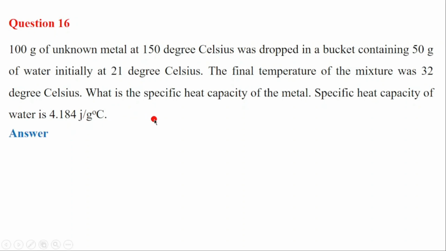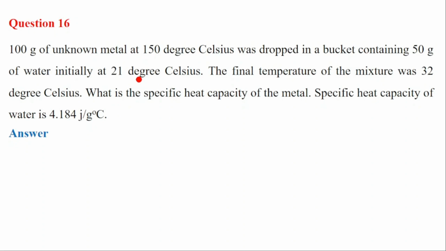Let's move to the answer. We have a metal with a high temperature and water with a low temperature of 21 degrees Celsius. That means there will be a flow of heat from the 150 degrees Celsius unknown metal to the water at 21 degrees Celsius. The metal will lose heat while the water will gain heat. The heat lost by the metal will be gained by the water.